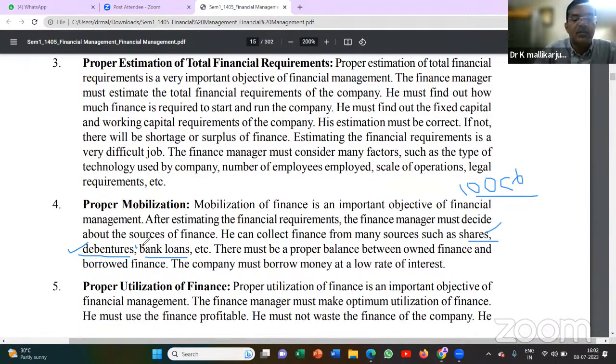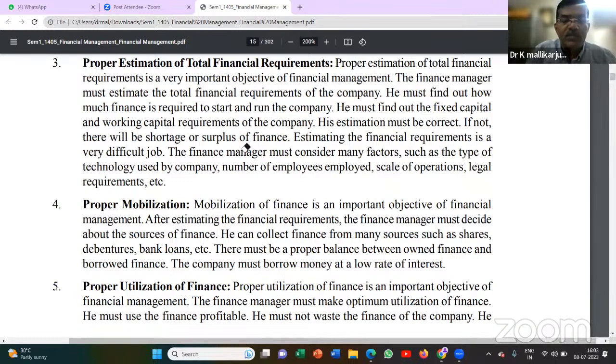Bank loans, debentures are there. Each source has some cost. The 100 crores is not available free of cost, right? The company has to pay interest to the bank or on the debentures it issues. And with equity shares, the number of shares is increased, the stake is also increased. It also results in dilution of equity shares, right? Proper mobilization is also required, right? So this is the profile of the three.